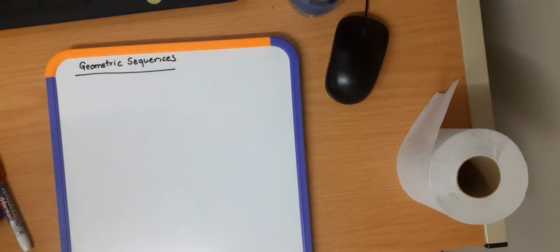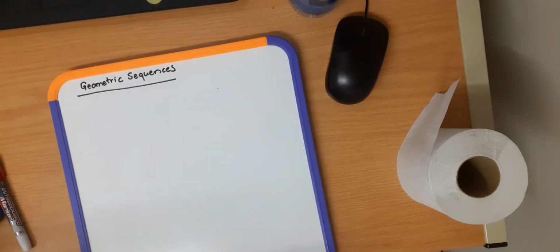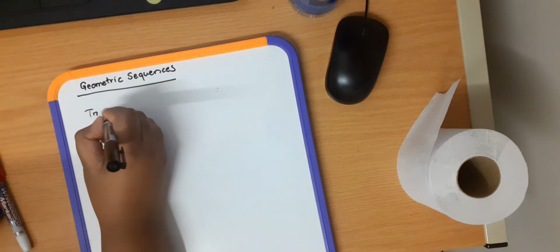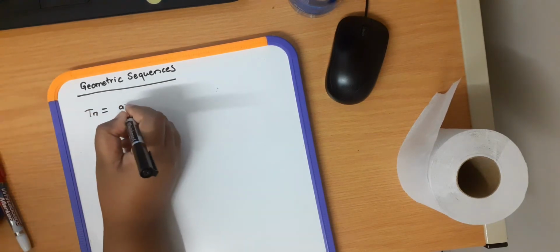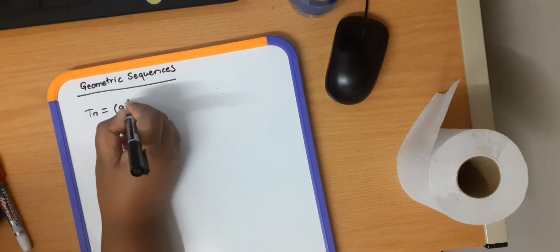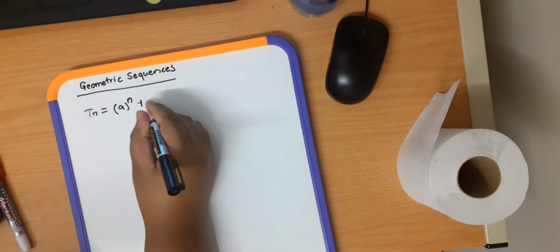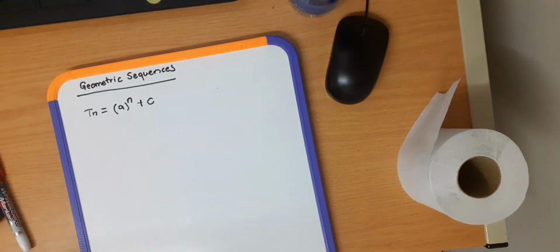Now we're doing geometric sequences. Geometric sequences are one of my favorite sequences. They are amazing, really amazing. So geometric sequences, let's just have the general formula of a to the n. They might have a to the n plus a constant, but they usually just have a to the n.